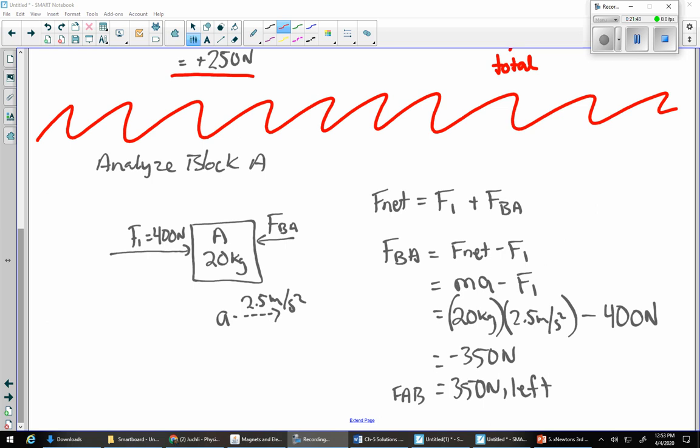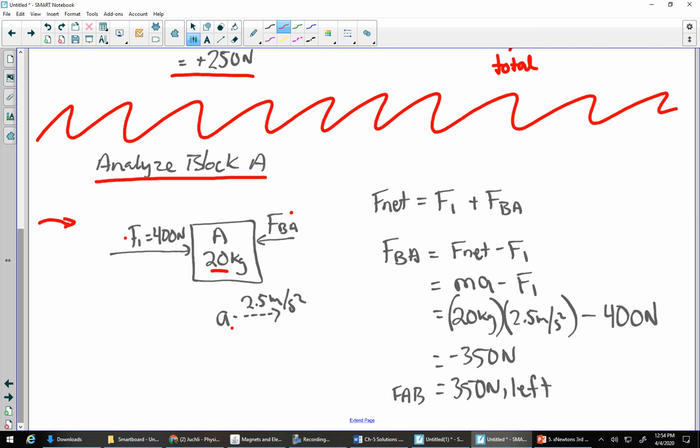All right, cool. So like we said, we are going to analyze block A all by itself. So I made a free body diagram. That's over here, a free body diagram for block A. So I got block A being 20 kilograms. I know that the 2 forces that are acting on block A, I got force 1 is 400 newtons, and I've got force of B pushing back on A. And I also know that my acceleration is 2.5 meters per second squared.